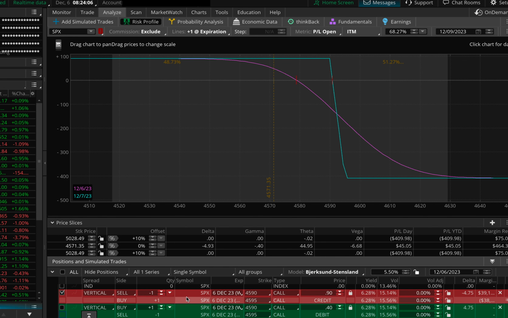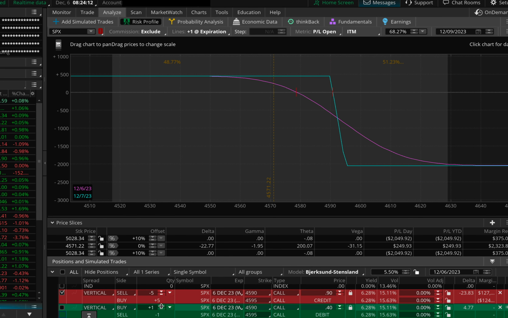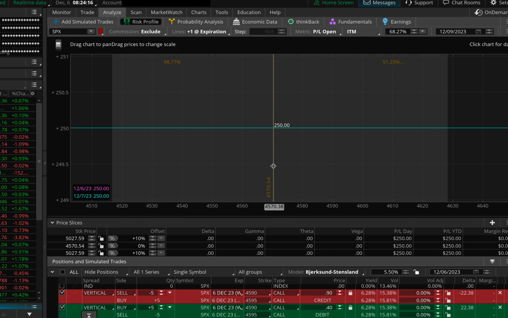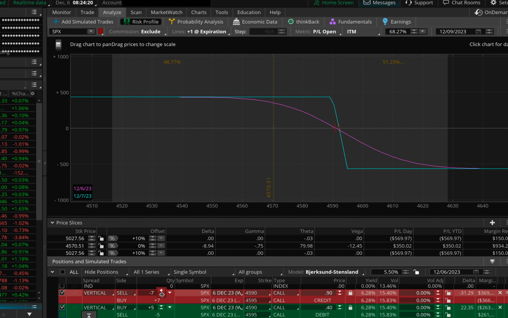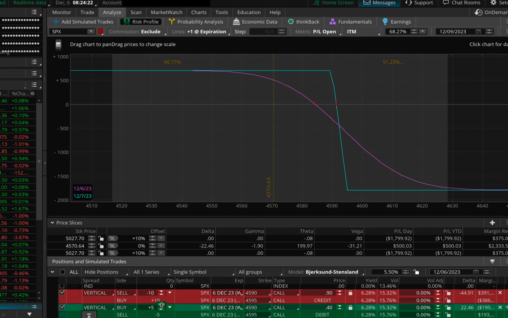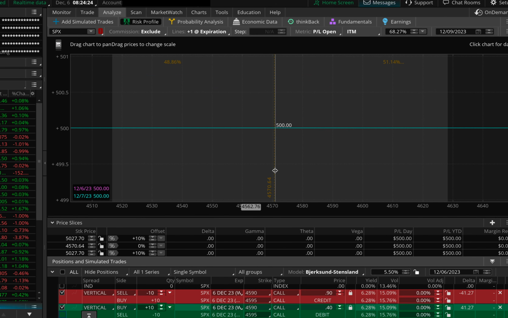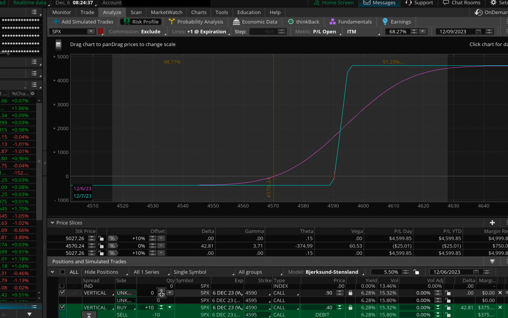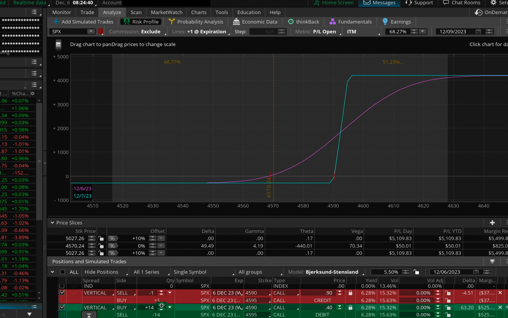So if we had done multiple contracts, let's just see what would have happened if we had 5 contracts on. This trade would have given us 250, just under an hour. And let's just look real quick at 10 contracts. If we had 10 contracts on this, $500 in under an hour with 10 contracts. So let me take this back down to what our actual trade was, the one contract.